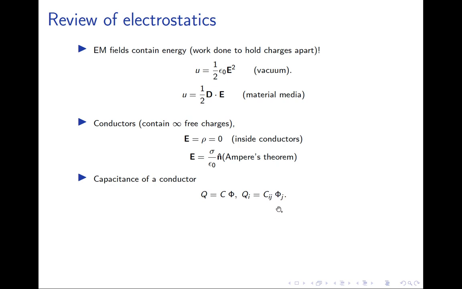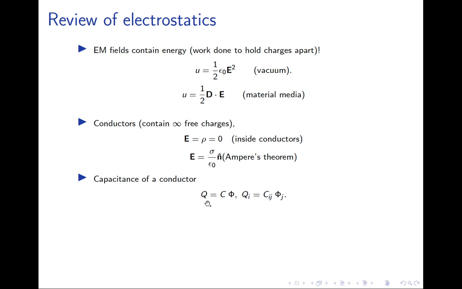So conductor 1 is held at potential phi 1, conductor 2 is held at potential phi 2, conductor 3 is held at potential phi 3, and so on and so forth. Then you can ask, what is the relation between the charge on the ith conductor and the potential on the jth conductor? So it's slightly asymmetric. It's not the same thing as here.